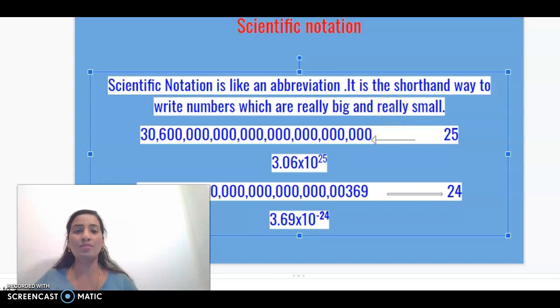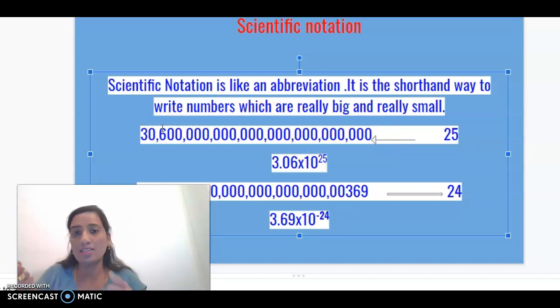And next we have to count how many places we have shifted the decimal to the left. Now see, it's like 3, 6, 9, 12, 15, 18, 21, 22, 23, 24, 25. We have shifted the decimal 25 places to the left, right? So we have to write this 25 here. And now we are discarding all the non-significant zeros. All these zeros are non-significant zeros.